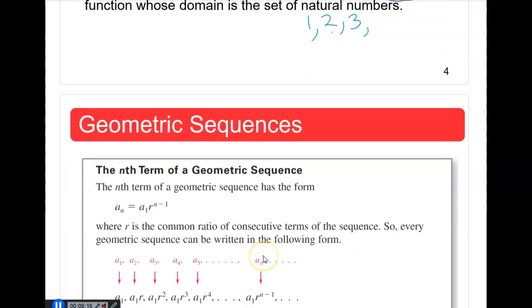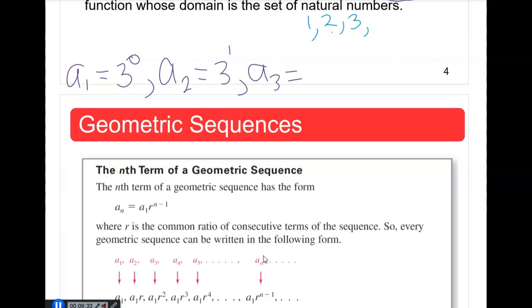So based on the example that we looked at, I'm going to write it here again, where a sub 1 was equal to 3 to the power 0. A sub 2 was 3 to the power 1. A sub 3 was 3 squared, and so on. So you could see the relationship between the subscripts and the exponent. You could see that the exponent is always going to be 1 less than the subscript.